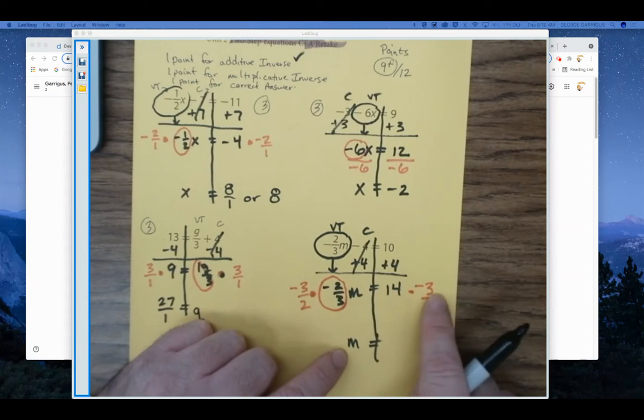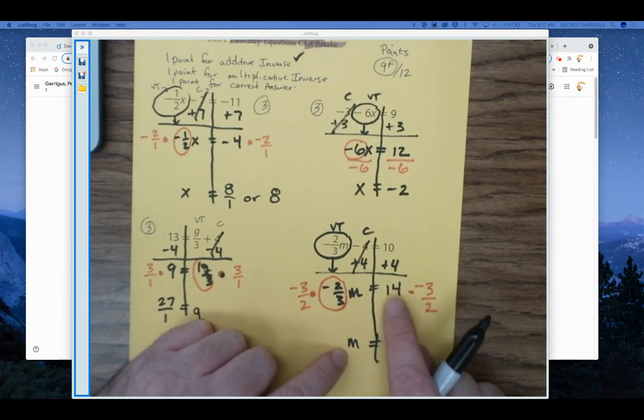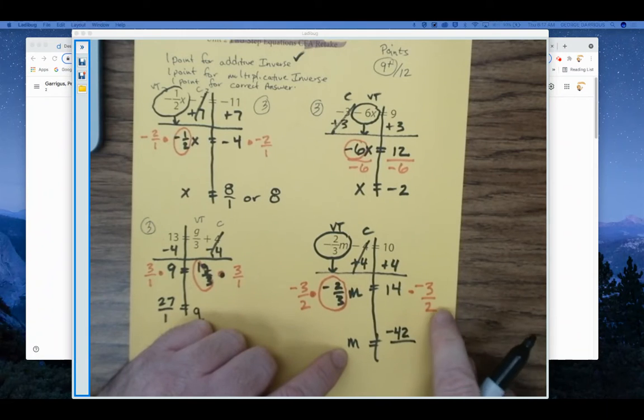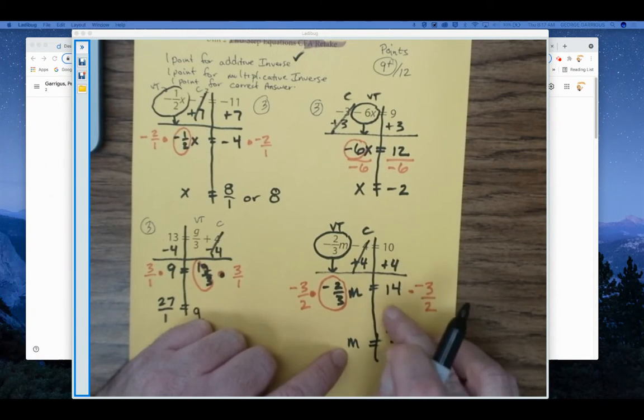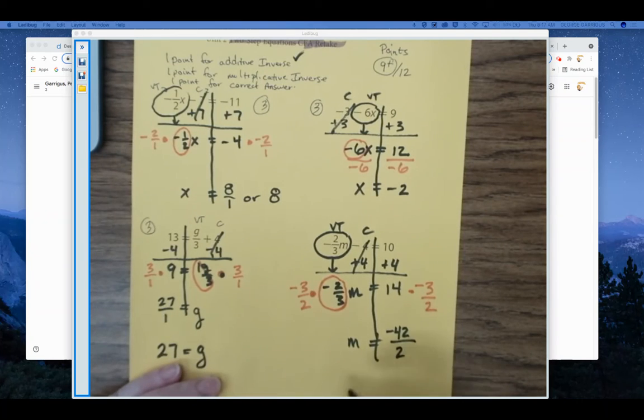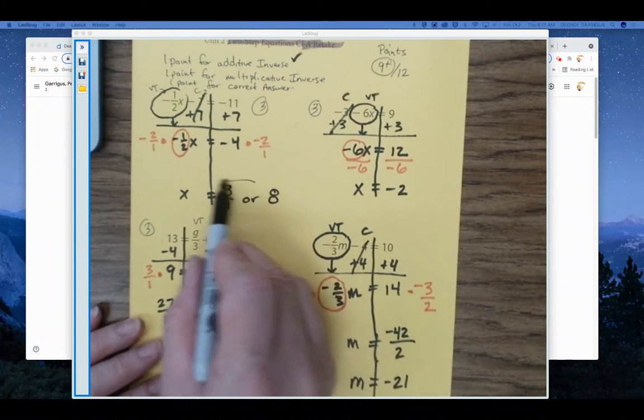We can do this multiplication. 14 times -3 in the numerator is -42. But don't forget that there's a 2 in the denominator because it's 14 over 1. 1 times 2 is 2. So you have to do some simplification here at the very end, -21. And now you're done. Circle your answers.